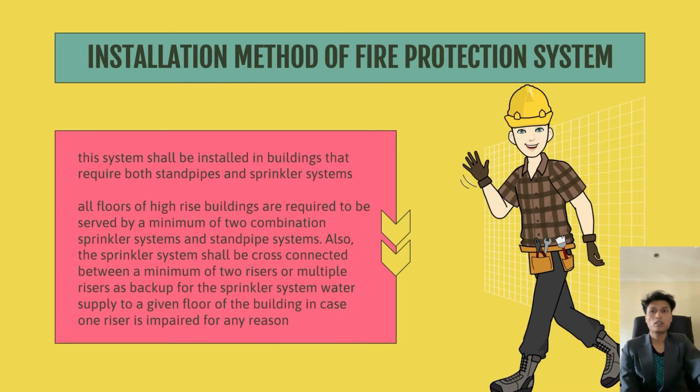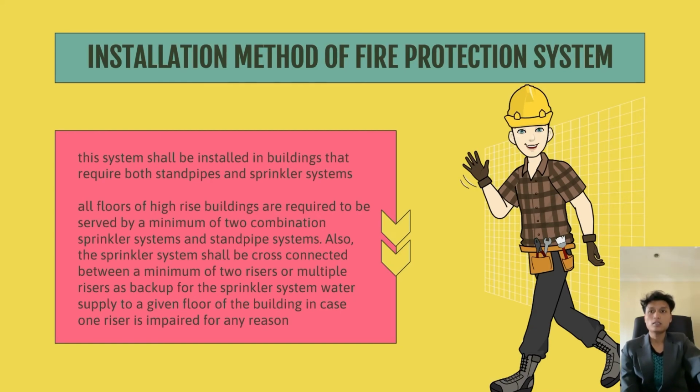Apart from that, there is also a requirement from an authority having jurisdiction, which is AHJ, where it states that all floors of high-rise buildings are required to be served by a minimum of 2 combination sprinkler and standpipe systems. Also, the sprinkler system shall be cross-connected between a minimum of 2 risers or multiple risers as backup for the sprinkler system water supply to a given area of the building in case one riser is impaired for any reason.